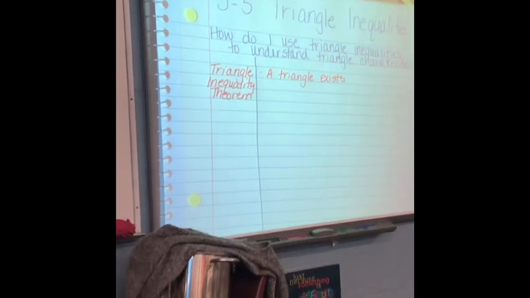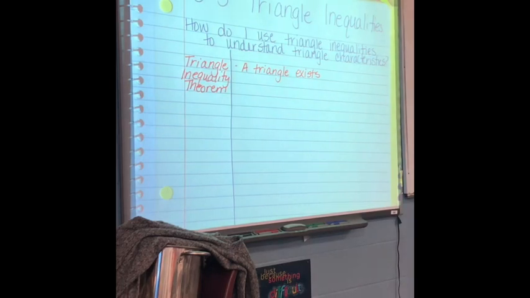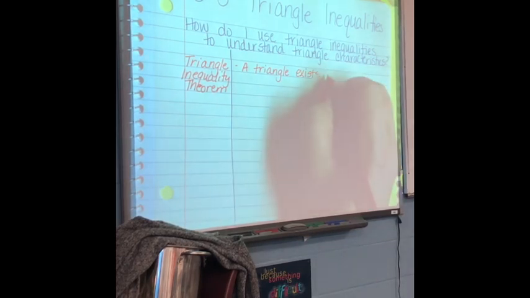All right, so the triangle inequality theorem says that in order for a triangle to exist, the sum of the two shorter sides must be larger than the third side.